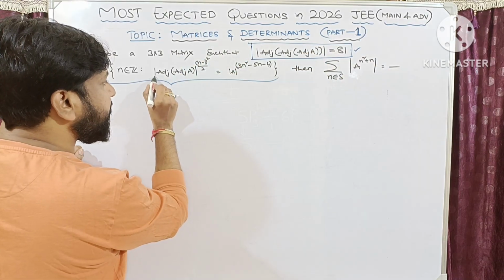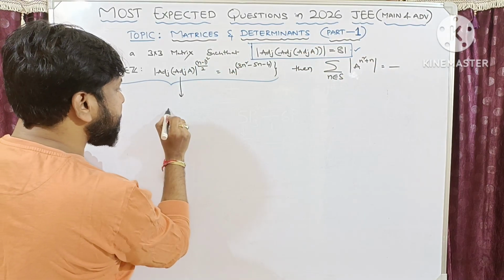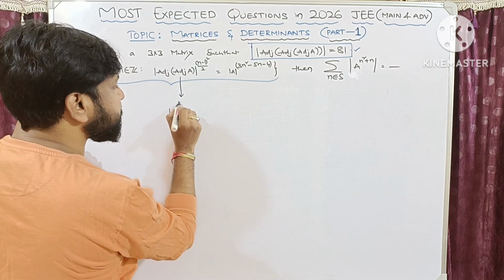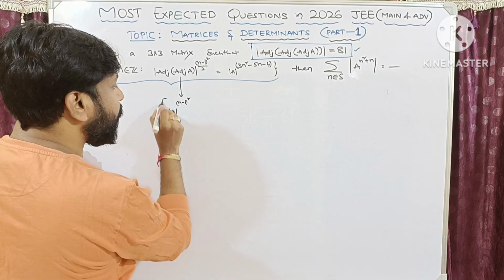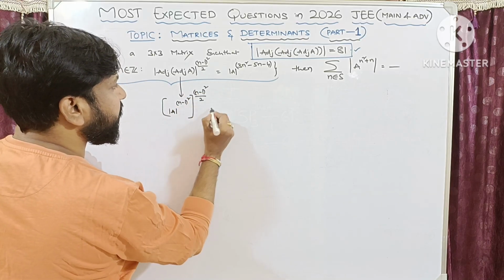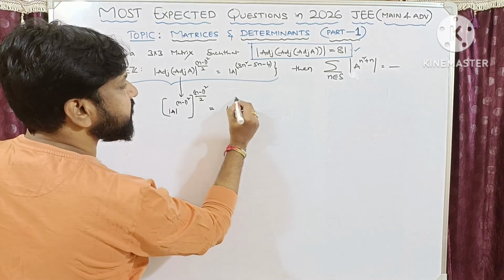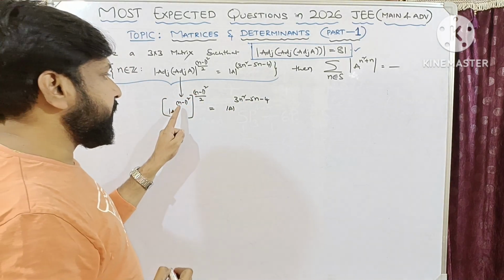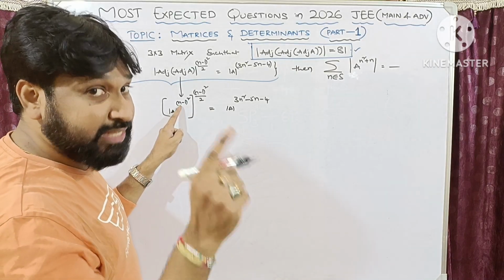As per our formula, determinant of adjoint A can be written as det A power n minus 1 whole square. Then n minus 1 whole square, whole power n minus 1 whole square by 2, is equal to det A power this total 3n square minus 5n minus 4. Now this n is different, friend. Why? Because this n is the order of the matrix as I discussed.